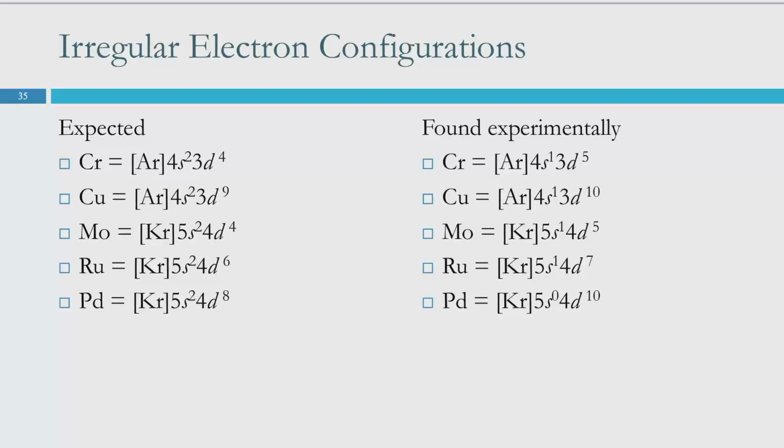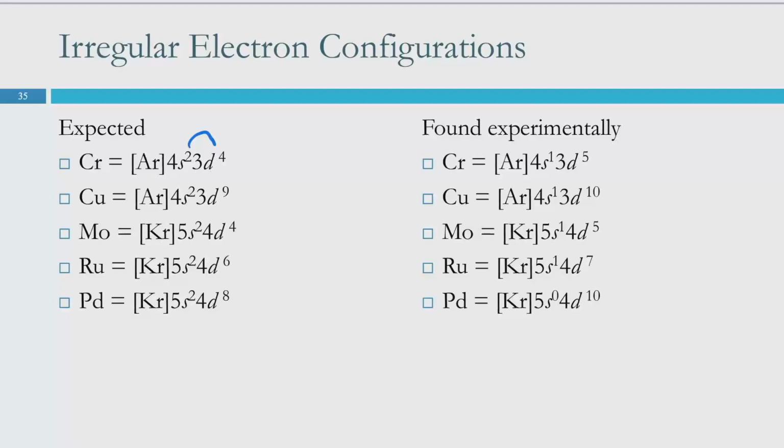In the case of chromium, what we would expect is 4s2 3d4, since it's the fourth spot in our D block. So we'd expect it to be D4. What we find is that it actually is 4s1 3d5.